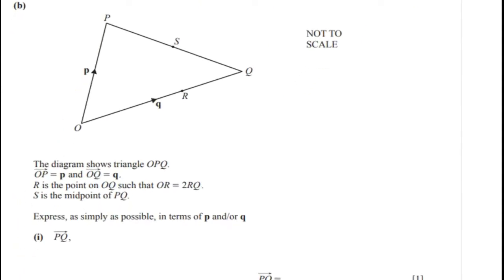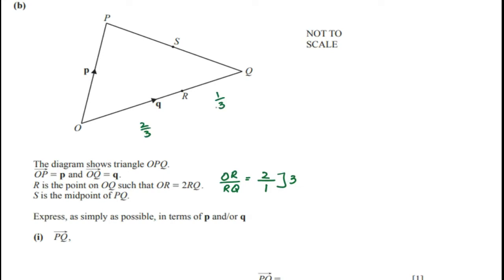Now in the next part they are saying the diagram shows triangle OPQ, and OP is equal to P and OQ is equal to Q. R is the point on OQ, such that OR is equal to 2RQ. So if we write it in terms of ratio, OR upon RQ has a ratio 2 and 1. So the sum of the ratio is 3. So OR is basically 2 upon 3, and this is 1 upon 3 of OQ.